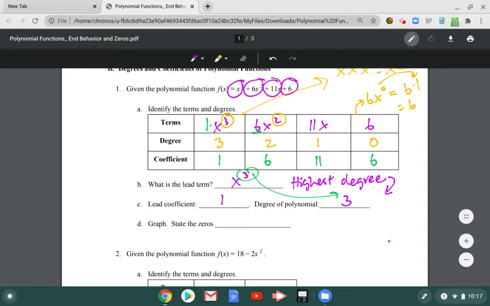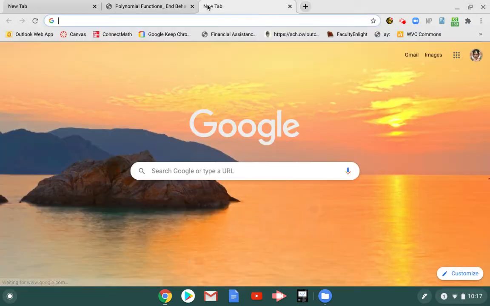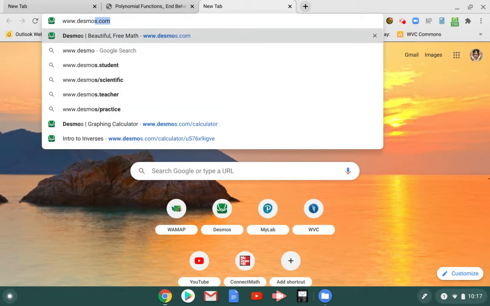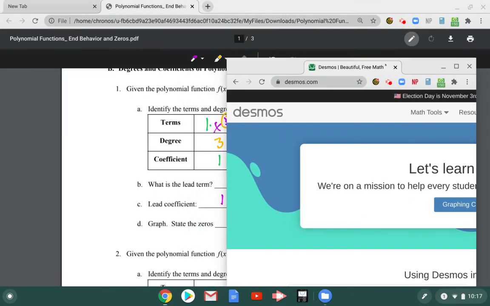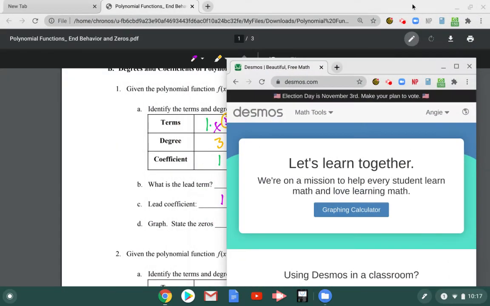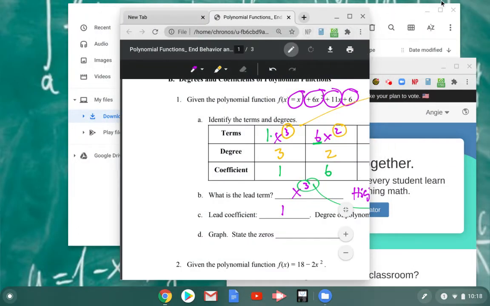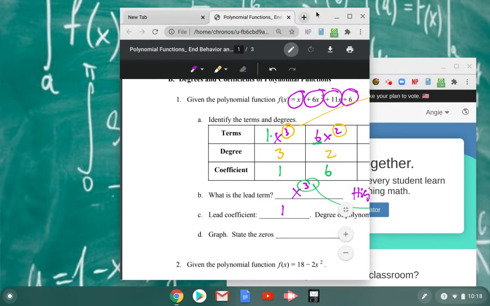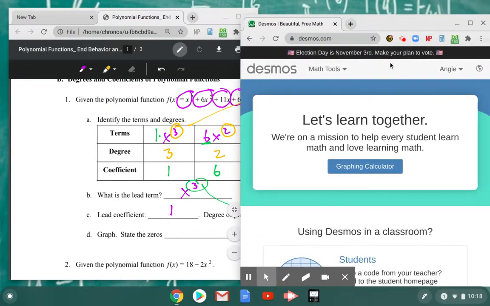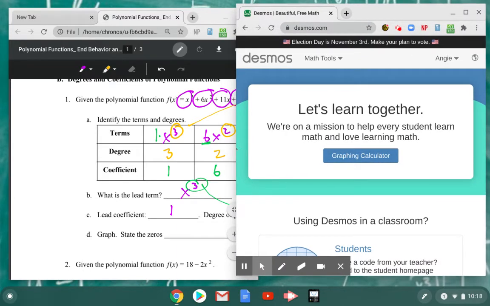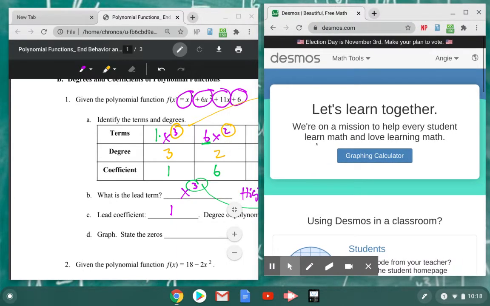Okay, next we want to graph and state the zeros. So let's go ahead and get this into Desmos. So I'm going to open up Desmos here. You can tell I use it a lot. It just shows right up in my browser. And I'm just going to pull this apart as its own screen so we can get both the worksheet and Desmos together on the screen here. We're going to look at quite a few graphs. Graphs are a great way to check out the behavior of any function.